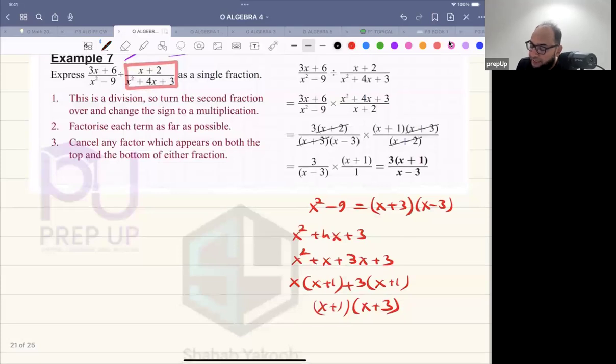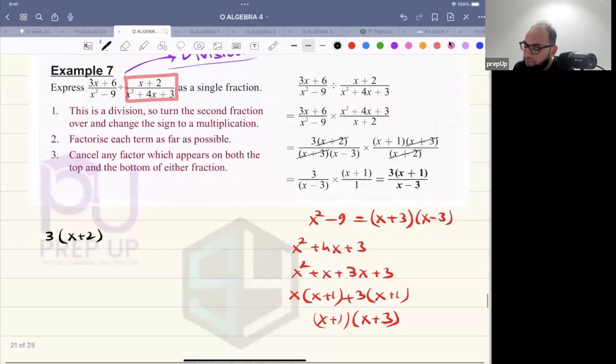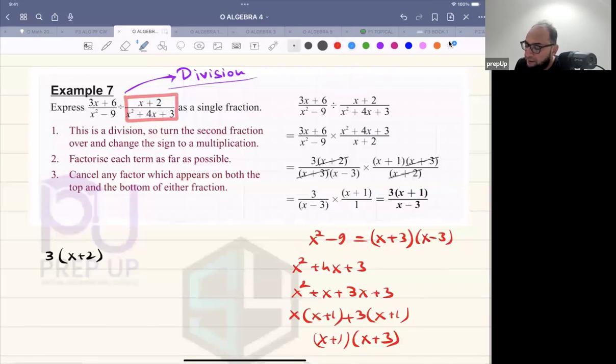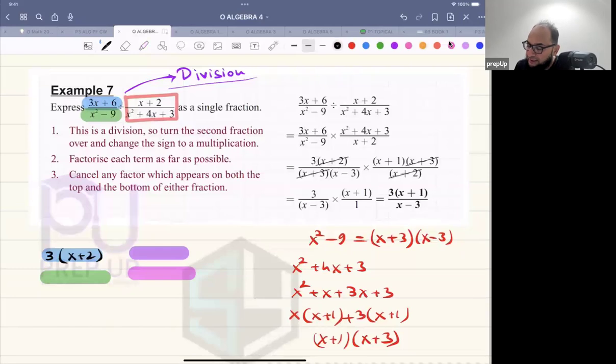First of all, 3x plus 6, 3 bracket x plus 2. Now let me color code it, and let me just choose the colors. So this blue one is this one, and then this green one, x square minus 9, is this one, which is x plus 3, x minus 3, and then a purple one, and then a pinkish one, something like this. Okay, so this is 3x plus 6, 3 bracket x plus 2, x plus 3, x minus 3.